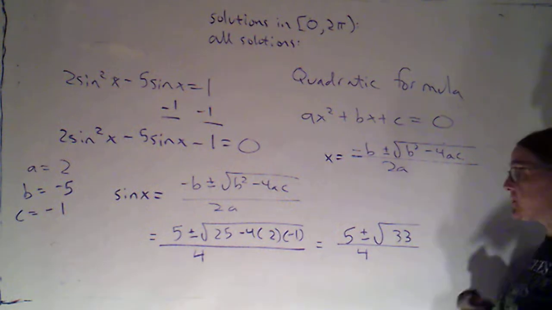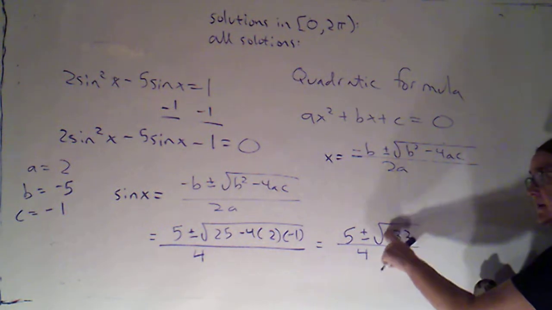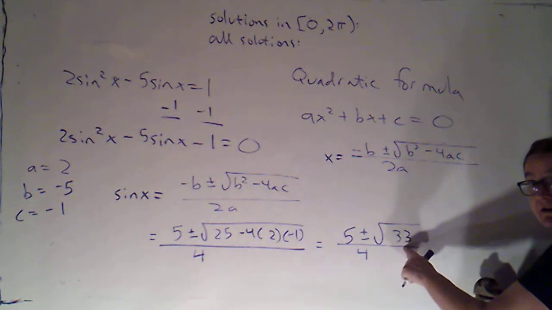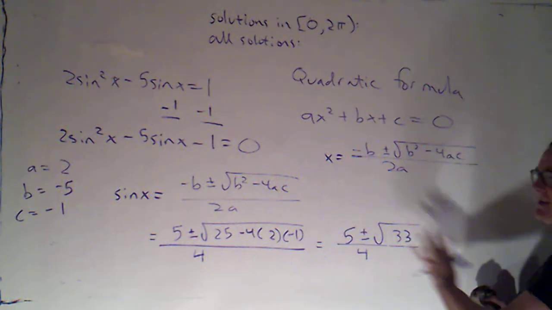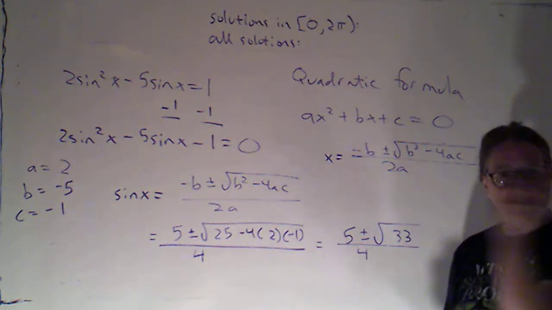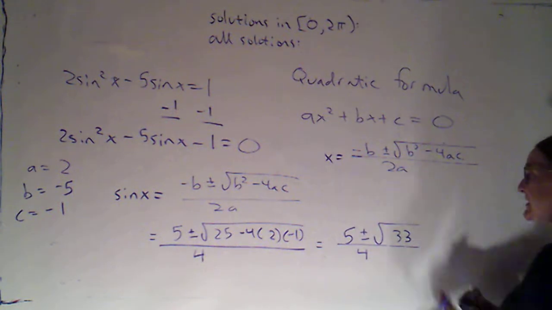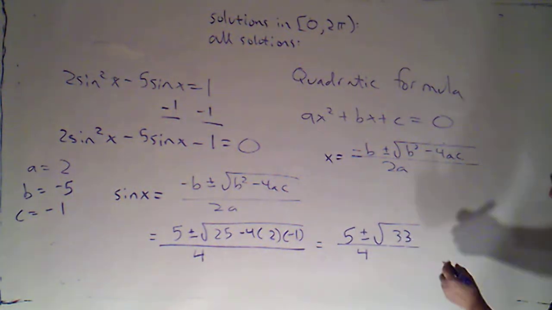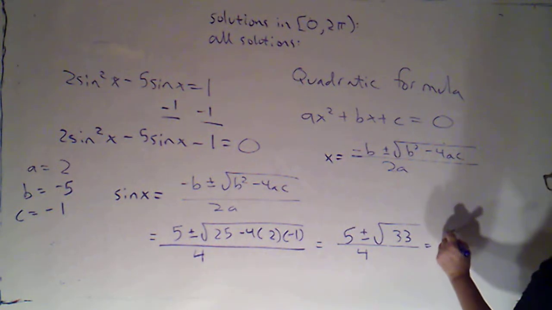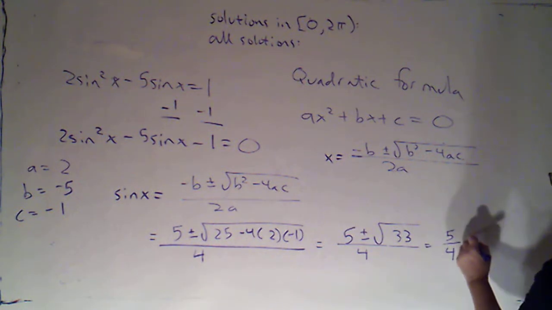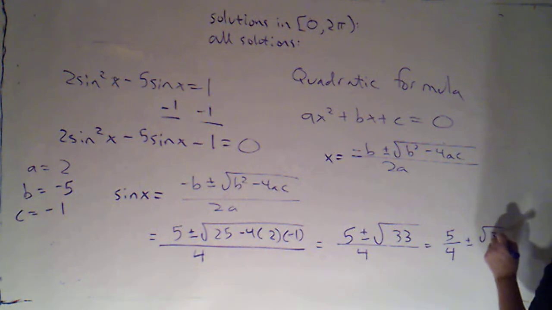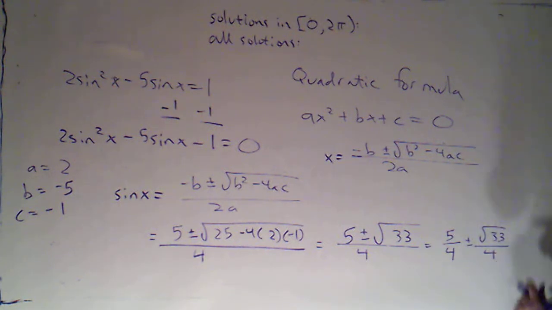Now, anytime you use the quadratic formula, double check. If the number under the root is negative, that's actually great, because that means there's no solution and you're done. You write the words no solution, nothing else to do. If it's positive, then we've got to check. What I'm going to do here is just distribute. This would become 5/4 plus or minus root 33 over 4.